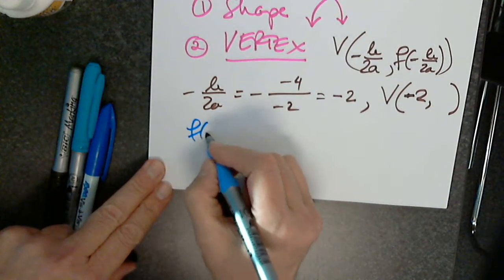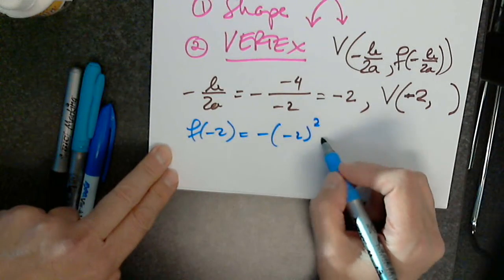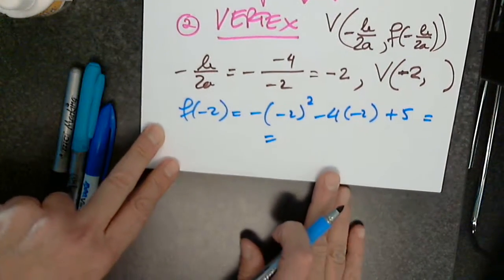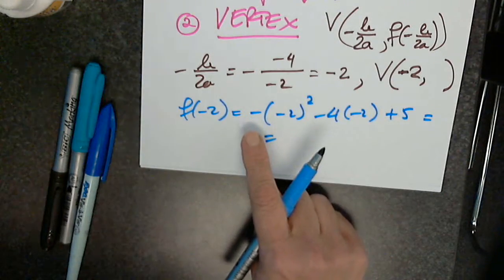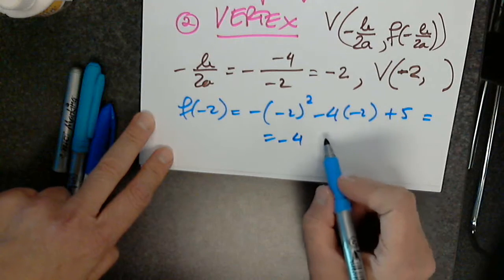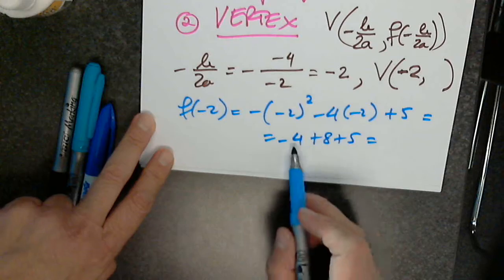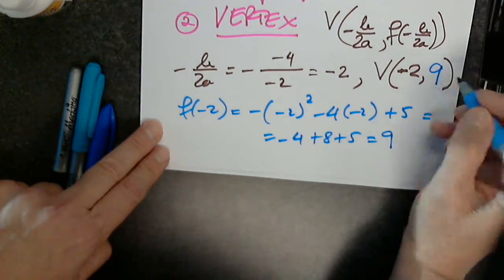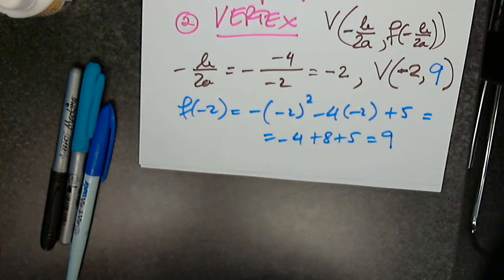Very good. So I have f of negative 2, which is negative 2 squared minus 4 times negative 2 and plus 5. How much is negative 2 squared? With minus in front. Perfect. How much is negative 4 times negative 2? So negative 4 and 5, I can do whatever I want. Negative 4 plus 5 is 1, and 1 plus 8 is 9. So the coordinates of the vertex are negative 2, 9.